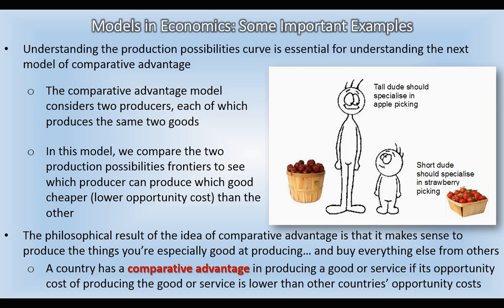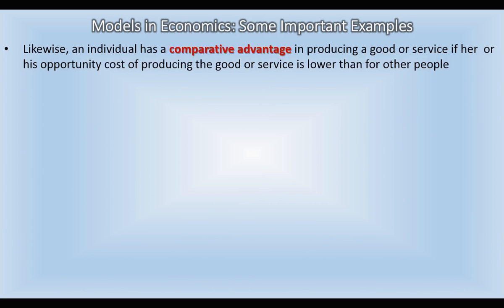So a country might have a comparative advantage in producing a good or service if its opportunity cost of producing the good or service is lower than other countries' opportunity cost in producing that same good or service. Likewise, an individual, like you or I, has a comparative advantage in producing a good or service if his or her opportunity cost of producing the good or service is lower than for other people.